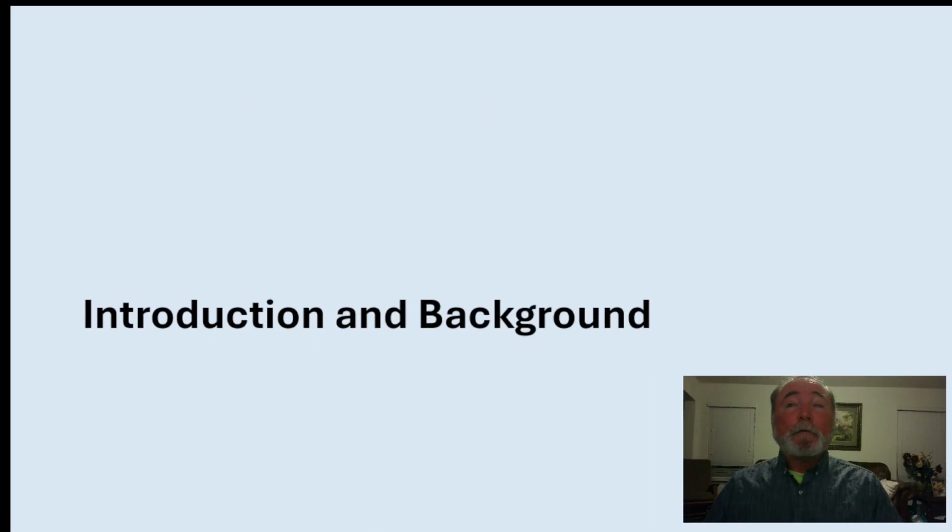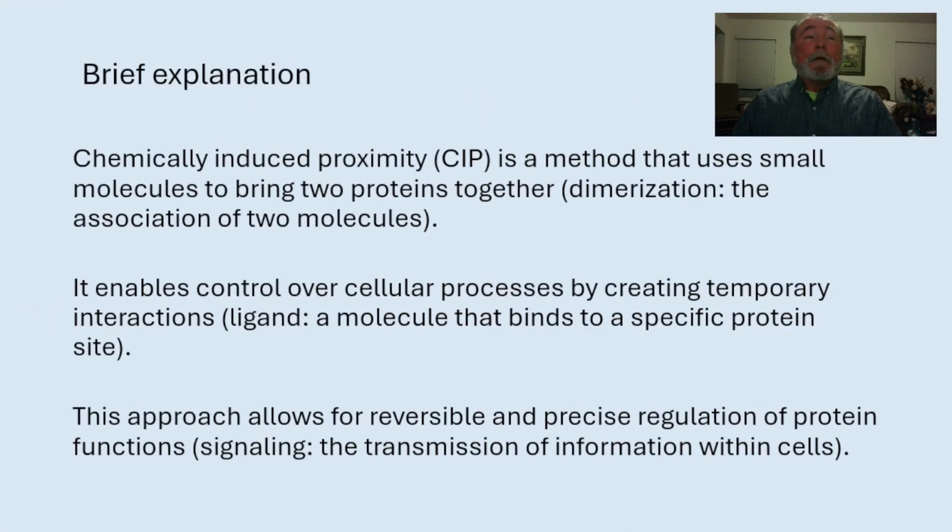Introduction and background. Brief explanation. Chemical-induced proximity, CIP, is a method that uses small molecules to bring two proteins together, dimerization. It enables control over cellular processes by creating temporal interactions. This approach allows for reversible and precise regulation of protein functions, thus controlling the proteomic interaction in the cell and the biofeedback loops that control many cellular processes.